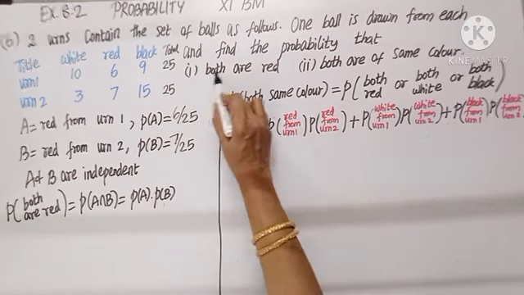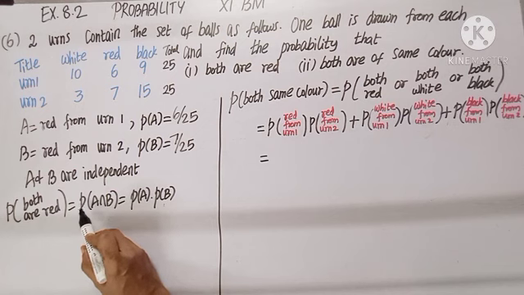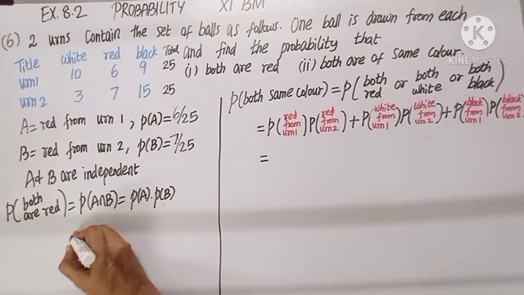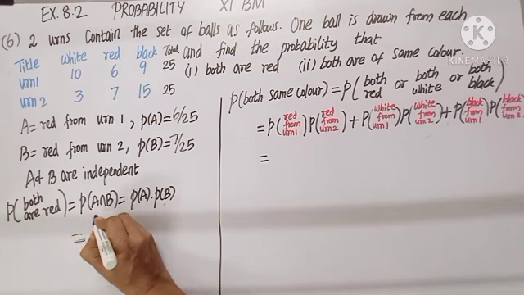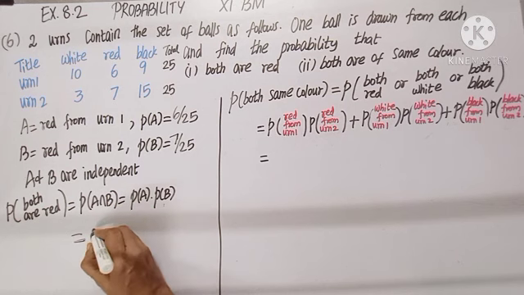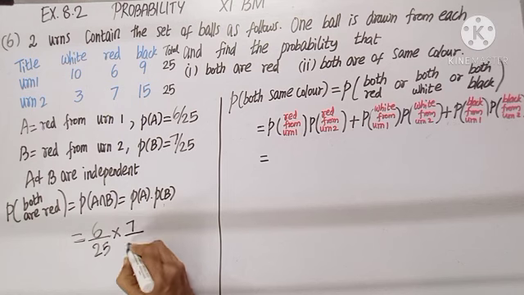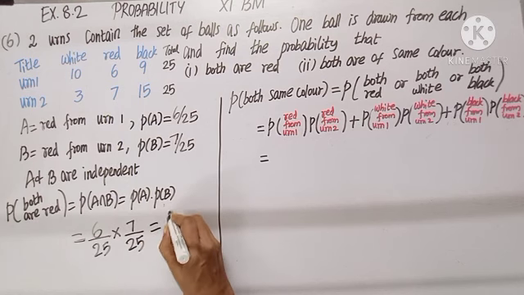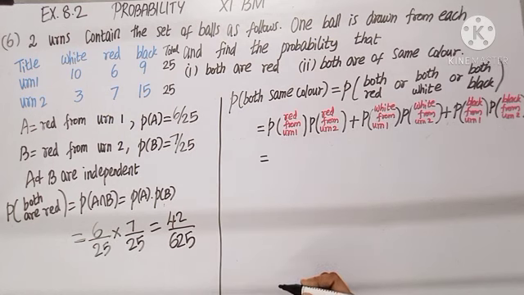My question is, both are red. So I want A intersection B. In independent events, intersection is replaced by multiplication. 6 by 25 into 7 by 25. It is 42 by 625.